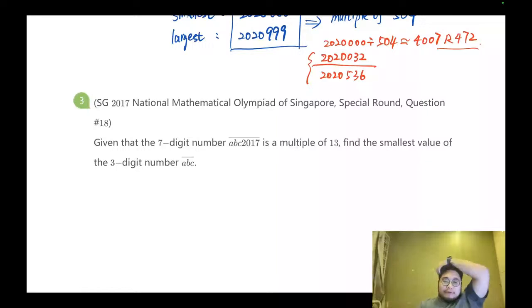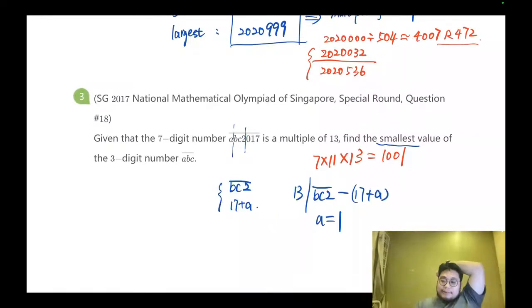And about question 3, so there is a 7-digit number ABC2017 is the multiple of 13. So remember a very important thing: 7 times 11 times 13 equals 1001. So how to determine one number can exactly divide by 7, 11, and 13? We can use what? The 3-digit cut. From right to left, we use the 3-digit cut. Cut here and cut here. So the even group is BC2. And what it must be 1.